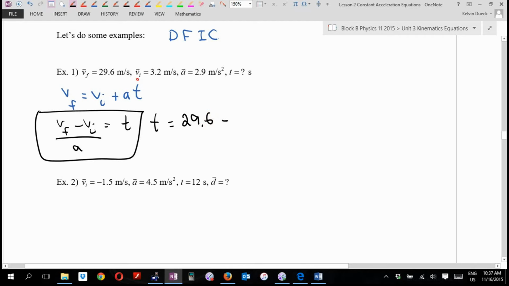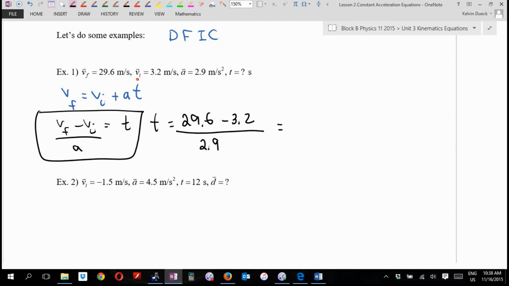What's V initial? 3.2. If you get this far, it does become plug and chug, although there is some calculator work as well. How many seconds will it take you if you start at 3.2 meters per second and you accelerate to 29.6 meters per second at 2.9 meters per second squared? Please try typing this into your calculator.